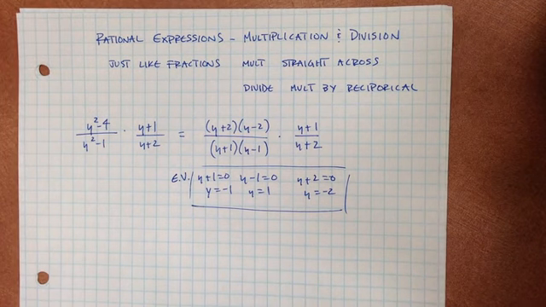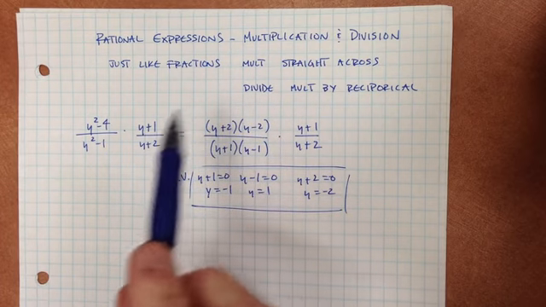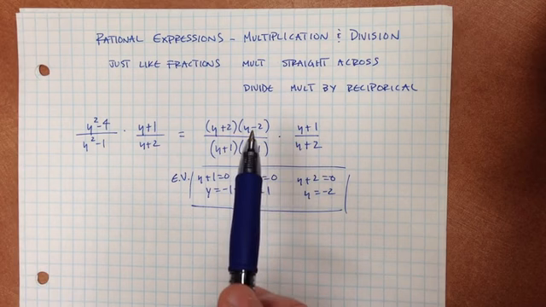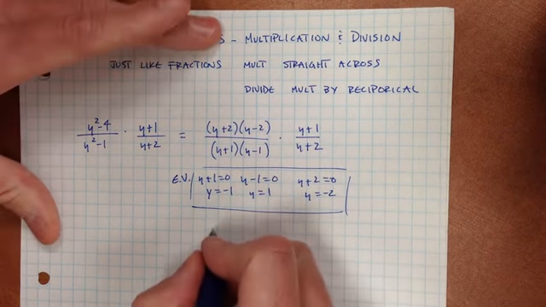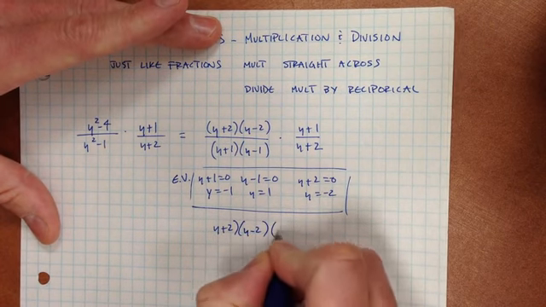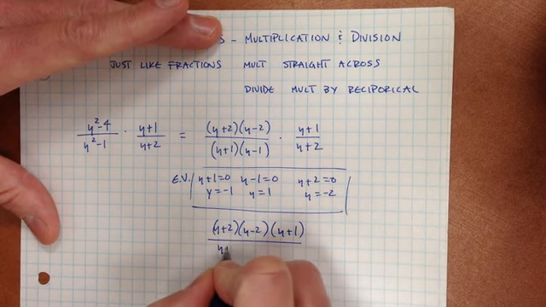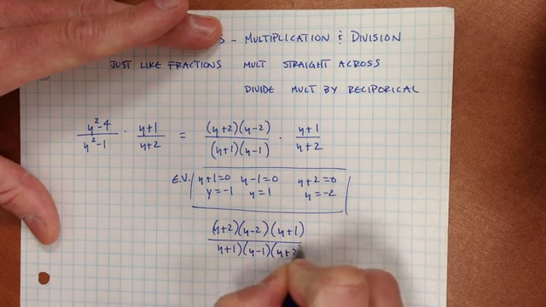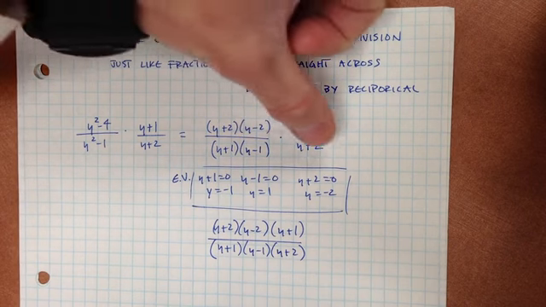Excluded values. So now, back to my rational expressions, multiplication means straight across. So everything on the top over everything on the bottom. So here's how it looks. There you go. Everything on the top over everything on the bottom.